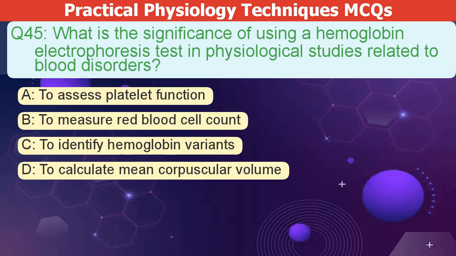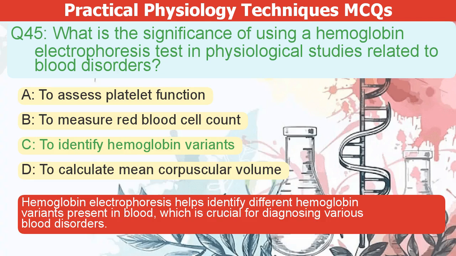What is the significance of using a hemoglobin electrophoresis test in physiological studies related to blood disorders? A. To assess platelet function. B. To measure red blood cell count. C. To identify hemoglobin variants. D. To calculate mean corpuscular volume. The correct answer is C. Hemoglobin electrophoresis helps identify different hemoglobin variants present in blood, which is crucial for diagnosing various blood disorders.